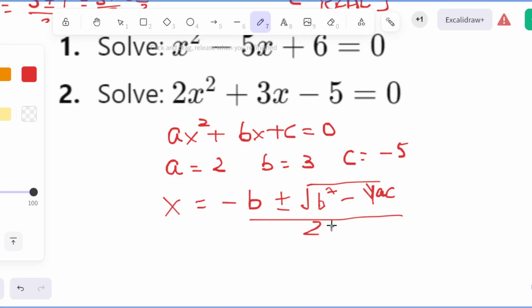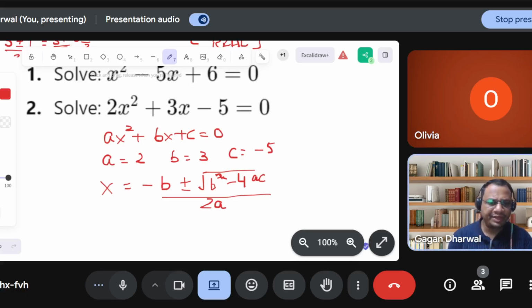Will you give a try yourself? We'll try, then we'll do it together. Tell me what the values of x come out to be. Then we'll verify by doing it together.